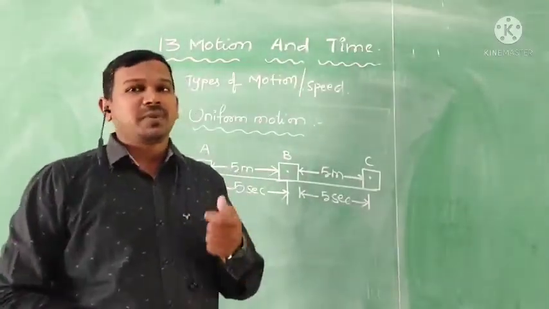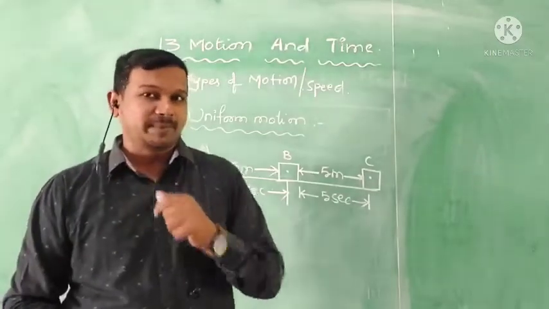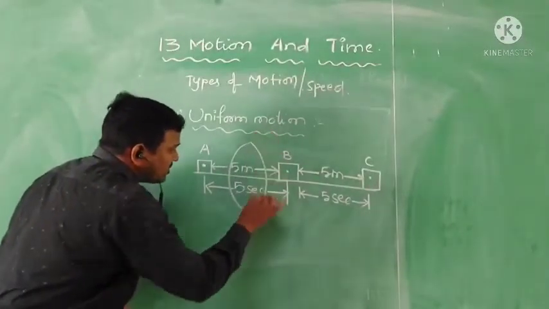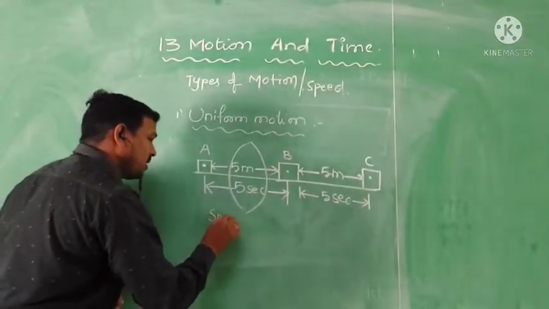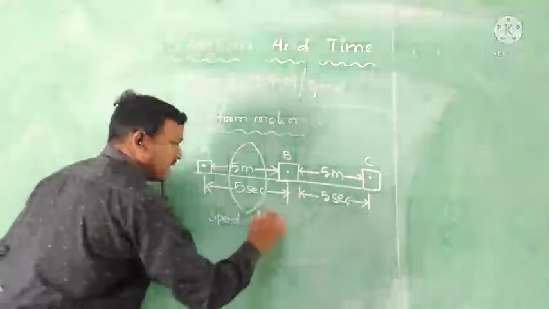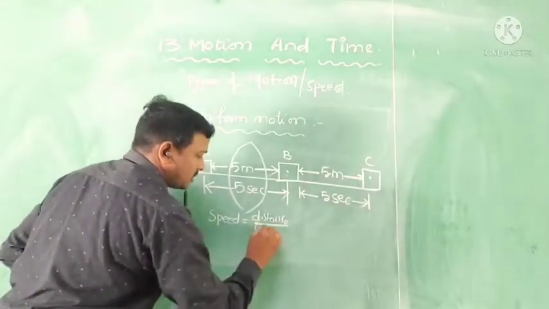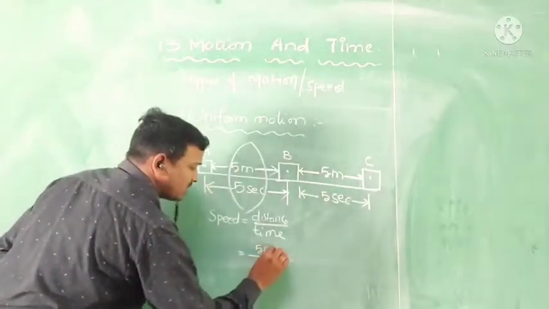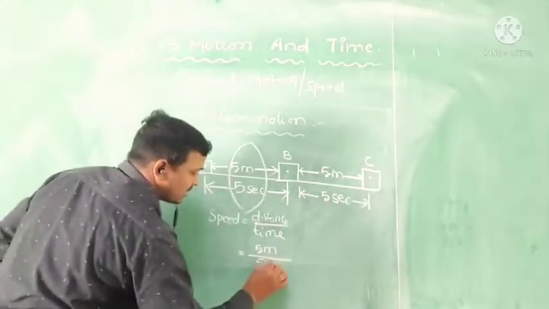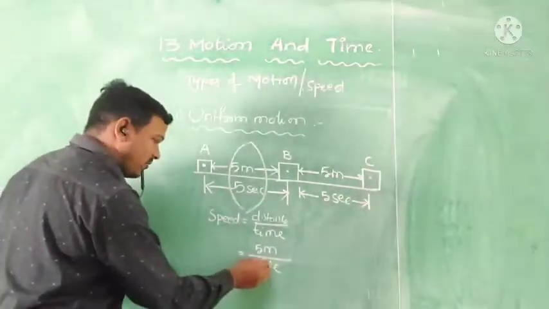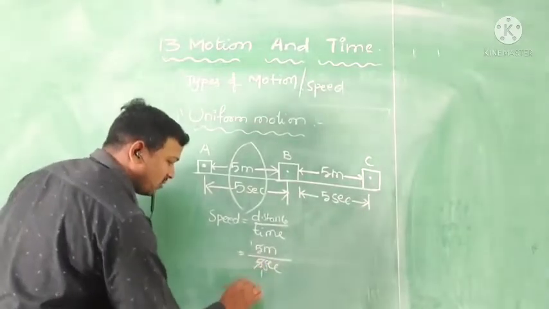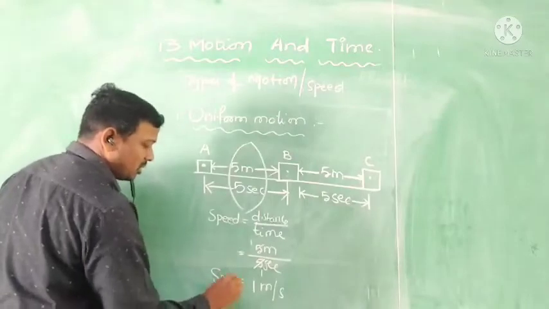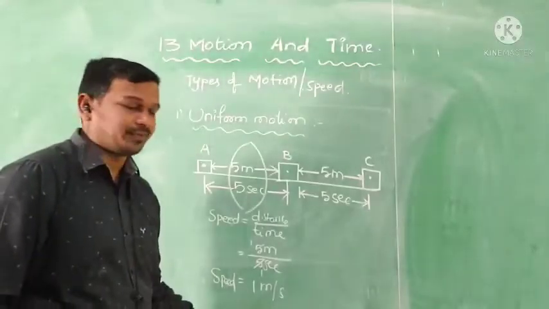Clear? So what we discussed in the just-now session: speed is equal to distance by time. So here also, what is the speed of the body? Speed is equal to distance by time. The distance covered is 5 meters, the time taken is 5 seconds. So that is 5 by 5, the 5s get cancelled. What we got is 1 meter per second as the speed.